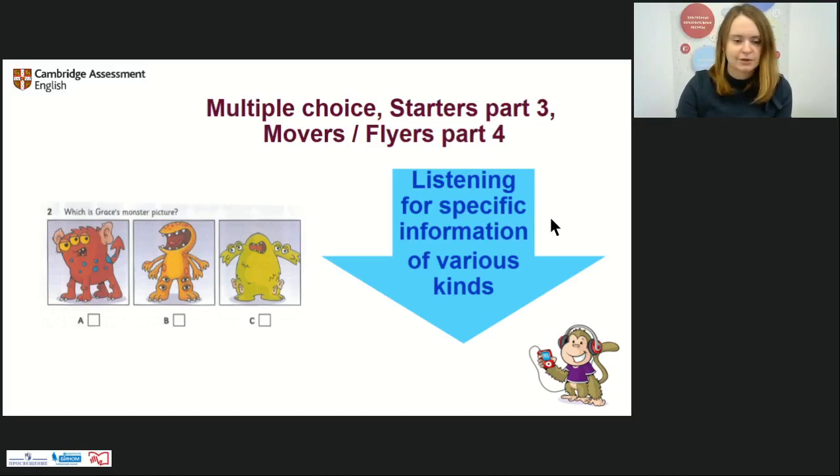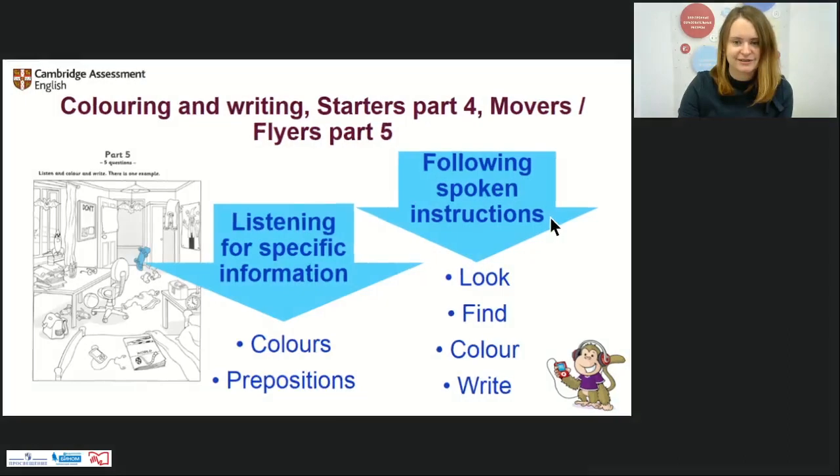So you can never predict, but it's all within the word list, which Cambridge offers. So no surprises here. Just make sure your students know all the words from the word list. Okay, let's have a look at the next one. Another type of listening task, which is a bit different from the previous ones. Again, they have to listen for specific information, and this type of task is the same for all levels.